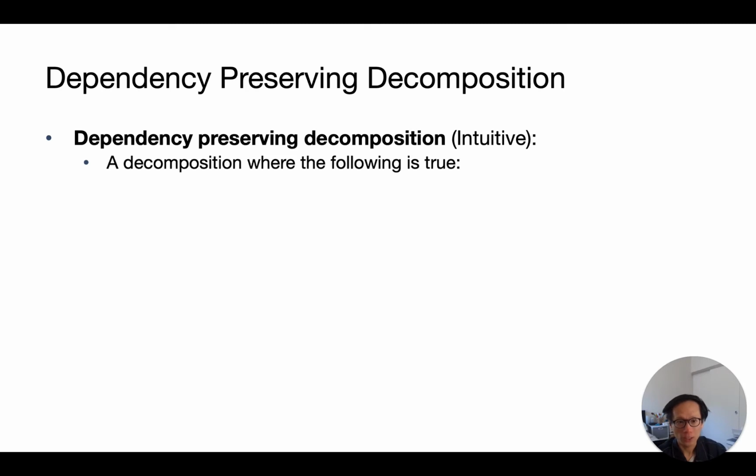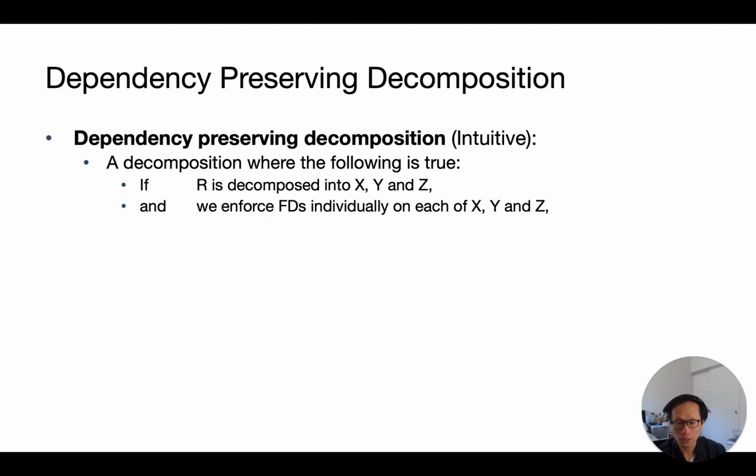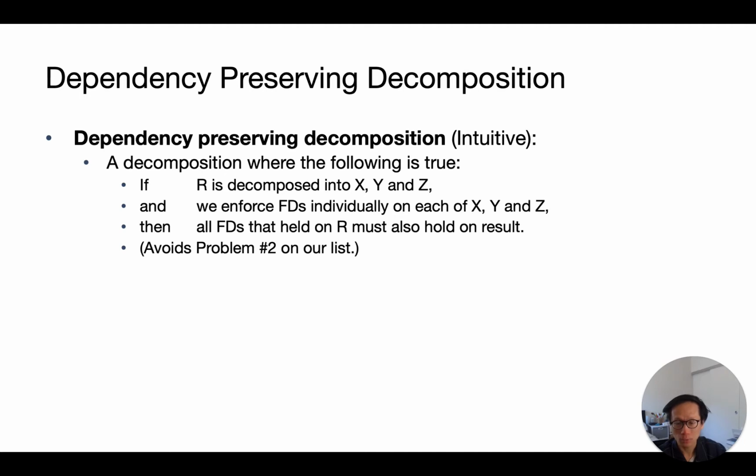If we have decomposed R into, say, 3 parts, X, Y, and Z, and we enforce the functional dependencies individually on each of the parts. In other words, we enforce the functional dependencies on X, we enforce the functional dependencies on Y, and finally on Z. Then we would like that alone to be sufficient to ensure that all the functional dependencies that hold on the entire relation R also hold on the decomposition. If this is true, then we have avoided the problem number 2 on our list earlier.